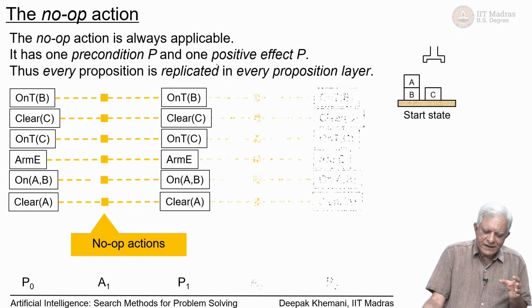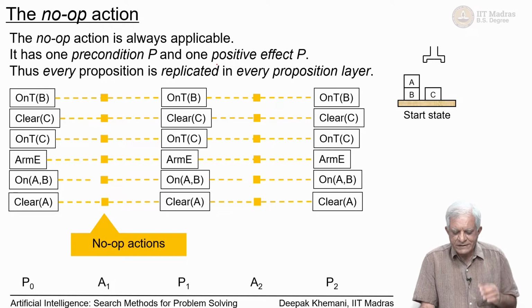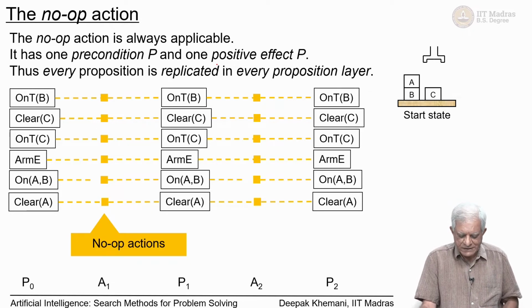Thus, you can see that every proposition in any layer will be replicated in the next layer essentially. Why? Because you always have no op actions which are applicable. So, they will always be applicable. Whatever the start state was in P 0 will be there in P 1 also, and that will be there in P 2 also. Of course, in addition, there may be other actions which are applicable that I have not shown in this diagram. In this diagram, I have only shown the no op actions. So, at least these propositions will get carried forward essentially.